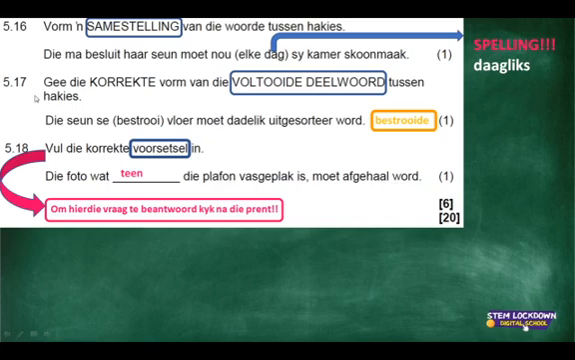Okay, nou 5.17. Gee die korrekte vorm van die voltooide deelwoord tussen hakkies. So you have to give the correct form of the participle in brackets.